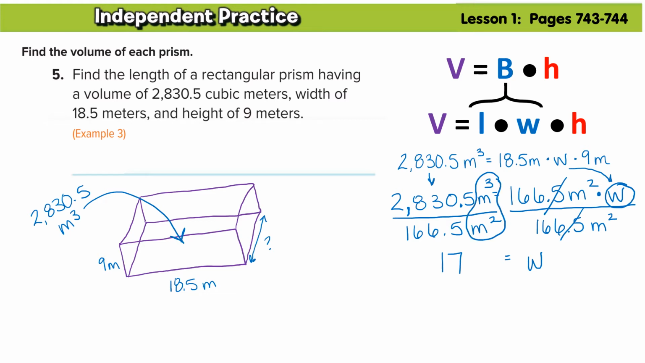And now let's take a look at our units. Okay, we had, I'm going to draw a little arrow over here. We have meters cubed over meters squared. So that would be meters times meters times meters over meters times meters. So we cross off, and that leaves me with just meters, which is true because width is just one dimension. So the width is 17 meters.